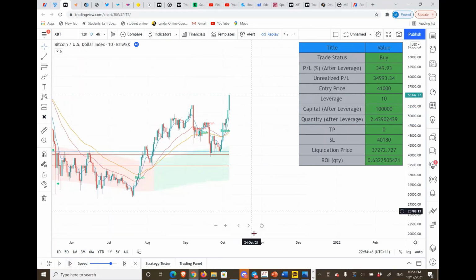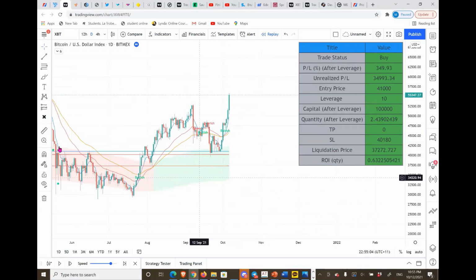All right, things are looking great here. We've broken this whole structure; the whole market is going bullish here. So what are we looking like now? Well, we've got a 350% return on this trade so far. We've got a rate of return of 0.63 Bitcoin.